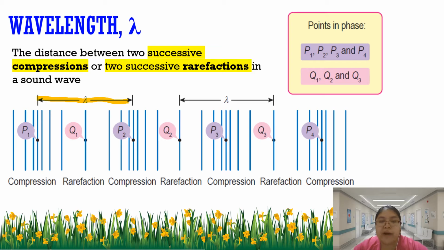So if I find a rarefaction, Q1 is a rarefaction. Then we find the consecutive rarefaction, there's a Q2. So this one we also can call a lambda. Okay, so this one is the wavelength.